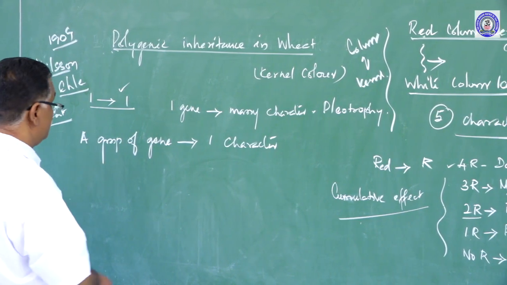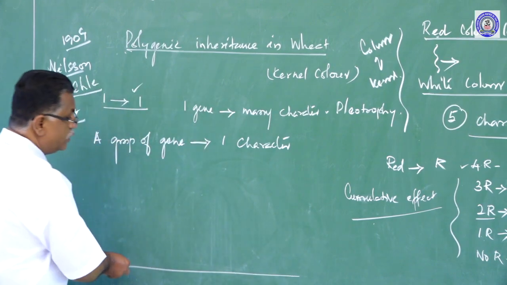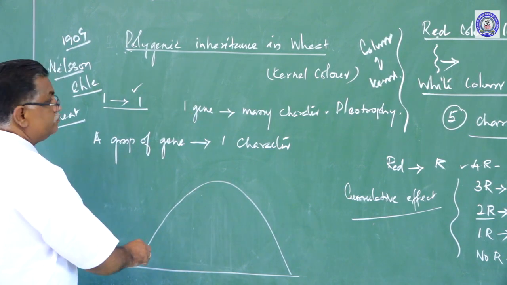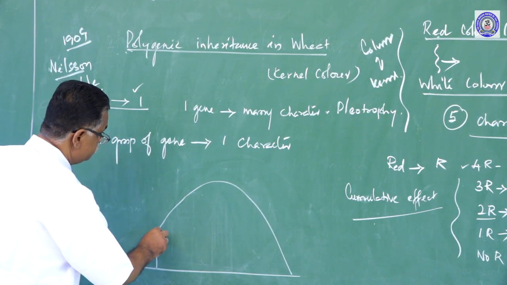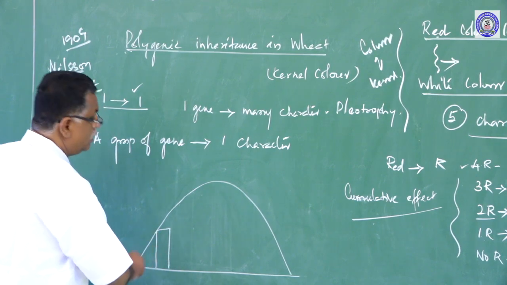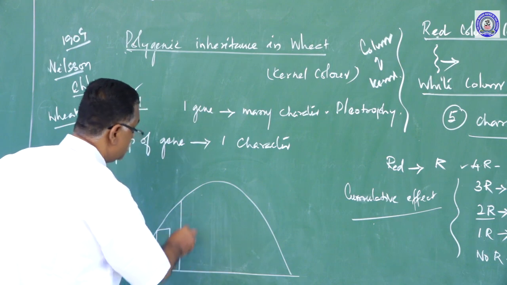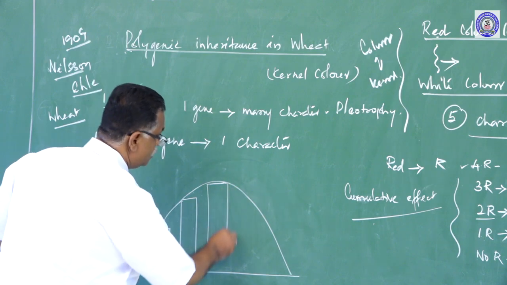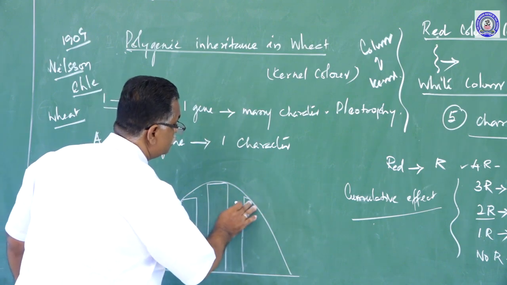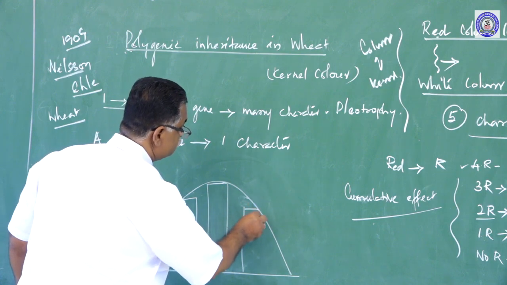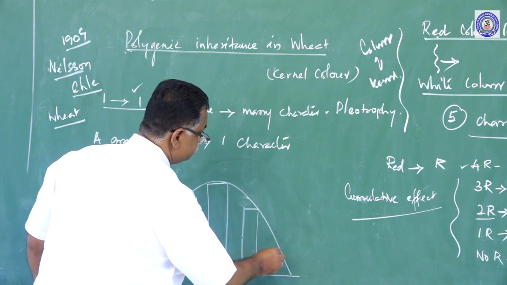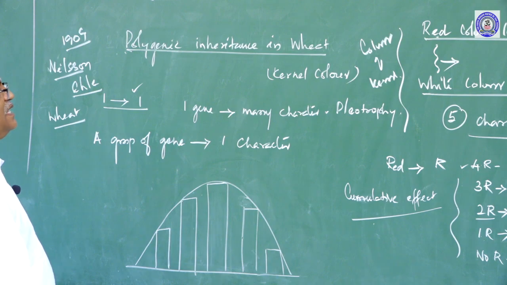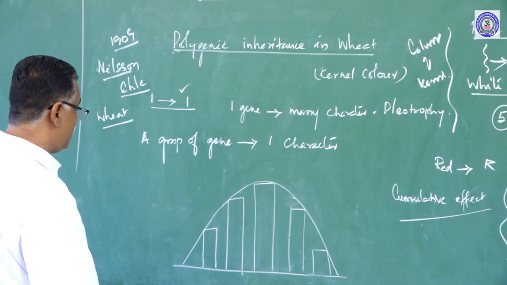If we plot these numbers, we will get a bell shaped curve. We know the first one is 1, and next 4, next 6, another 4, and the next one. See, totally 6 phenotypic expressions because of the cumulative effect of genes.